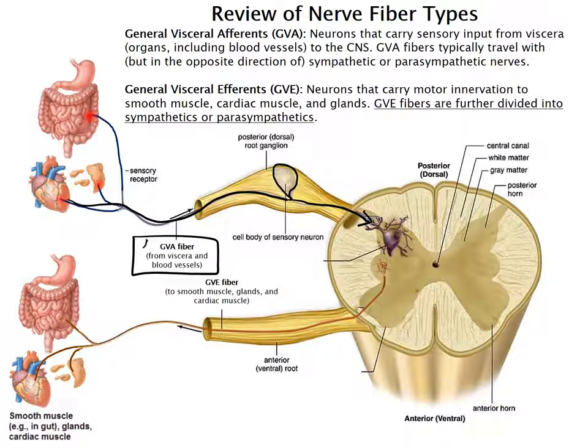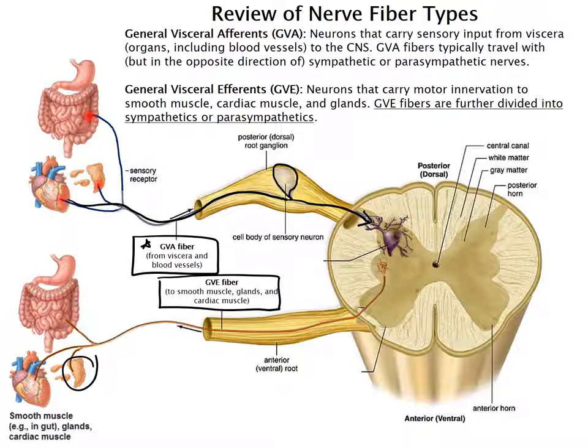And the central process will again communicate with the neurons in the dorsal horn of the spinal cord. General visceral afferent fibers, in addition to conveying information about pain, will also convey information about blood gas levels, blood pressure levels, and vascular distension. The main focus of the remainder of this video will be on the general visceral efferent fibers. These are the motor neurons of the autonomic nervous system, which transmits impulses to smooth muscle, cardiac muscle, and glandular tissue. General visceral efferents are further divided into sympathetic fibers and parasympathetic fibers.